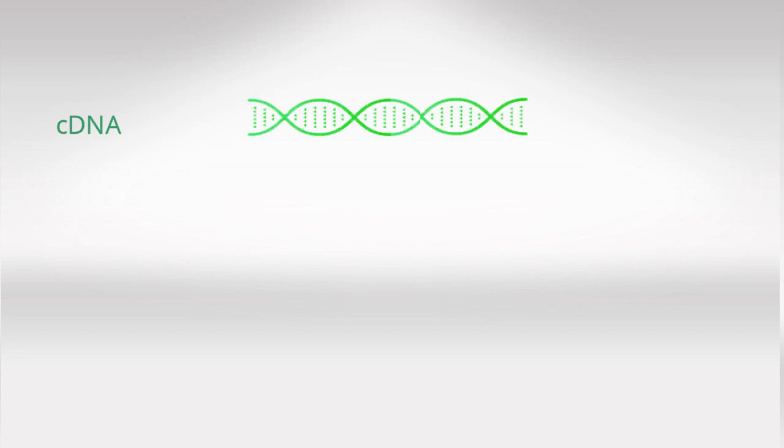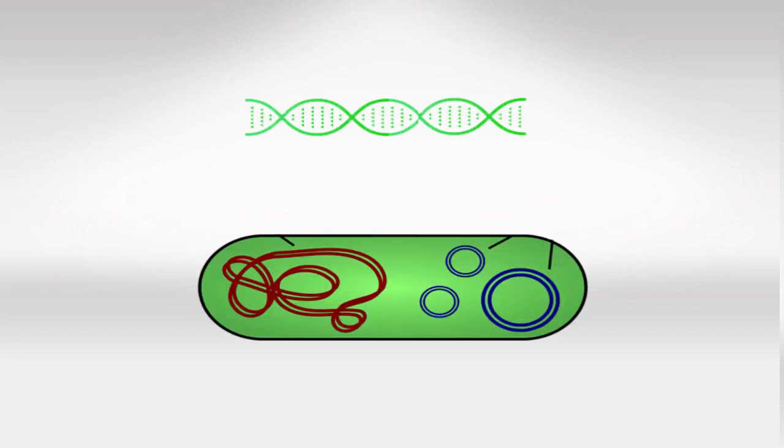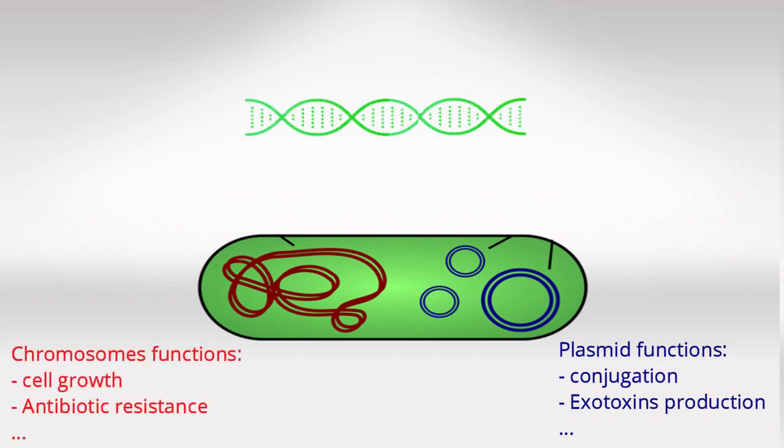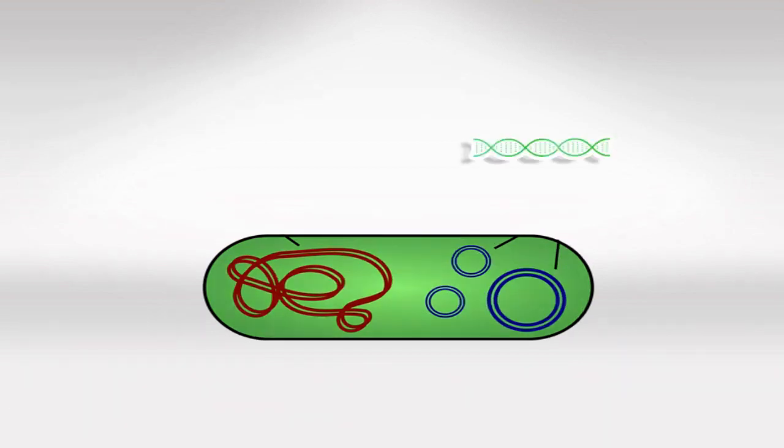Next step, we're going to need a bacterium. And as we know, the bacterial DNA is present in two parts, the bacterial plasmid and the bacterial chromosome. The bacterial plasmid is responsible for conjugation and exotoxin production, while the bacterial chromosome is mainly responsible for cell growth. However, because the plasmid is readily accessible, we can inject our cDNA of choice into the bacterial plasmid.